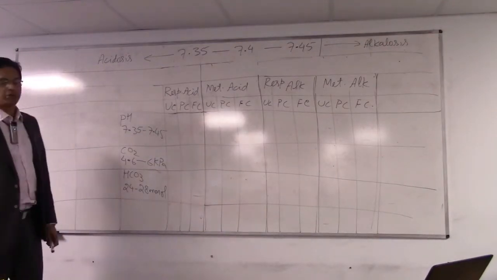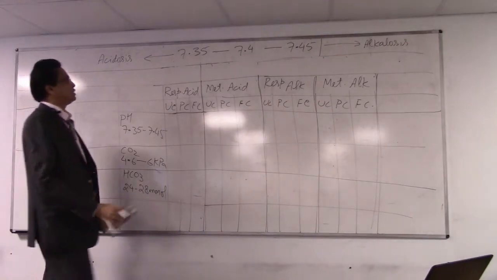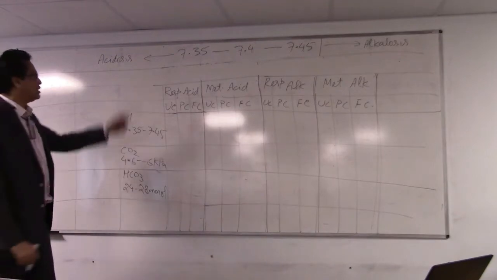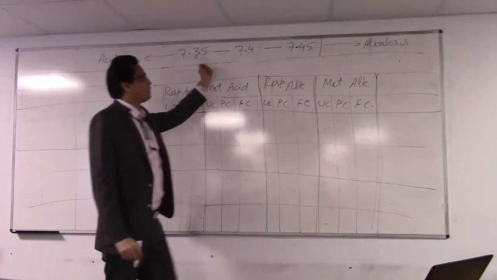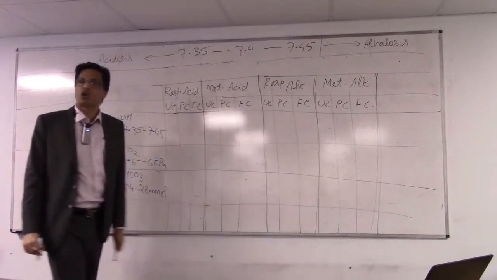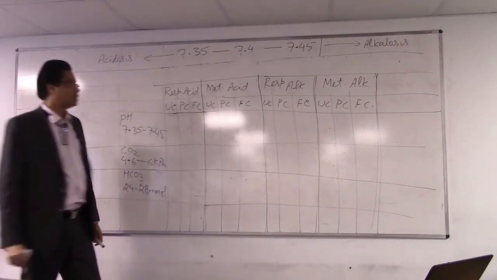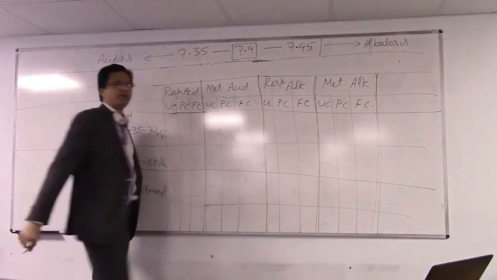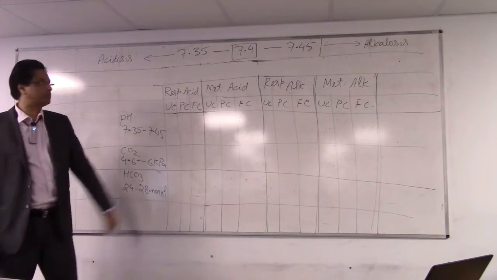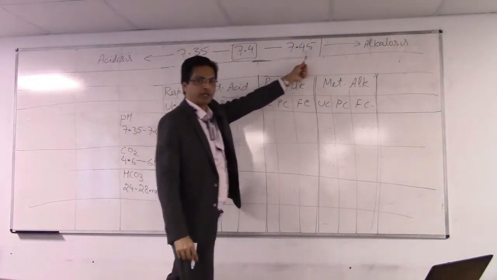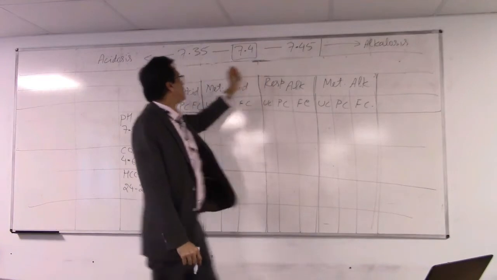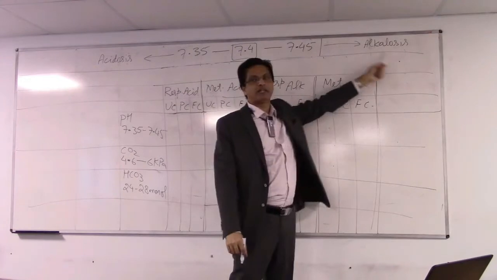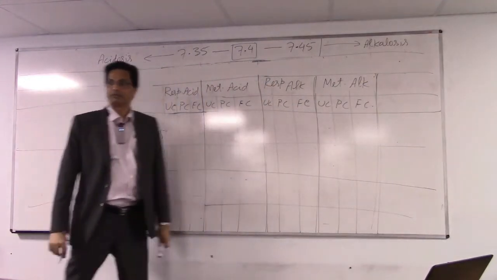And also, you should know the normal pH. What is the normal pH? 7.35 to 7.45. The normal range of pH is between 7.35 and 7.45. But what is the normal pH without giving a range? 7.4. Remember that. That's something very important to understand. The normal pH is 7.4, but the normal range is between 7.35 and 7.45. If the pH is below 7.35, that is acidosis. If it is above 7.45, that is alkalosis. All of you know that.